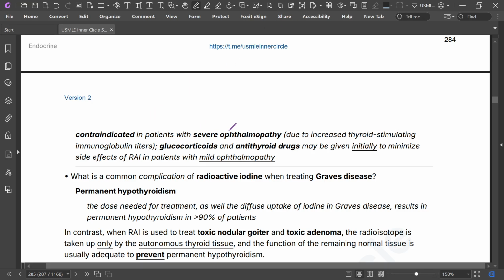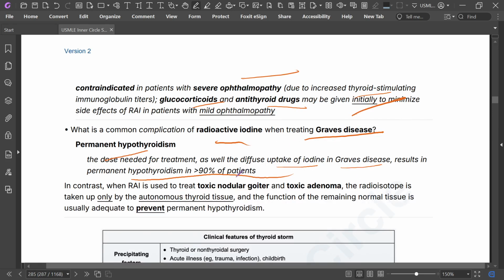Radioiodine is contraindicated in patients with severe ophthalmopathy due to increased thyroid stimulating immunoglobulin titer; glucocorticoid and antithyroid drugs may be given initially. What is the most common complication of radioiodine? Permanent hypothyroidism. The dose needed for treatment, as well as diffuse uptake of iodine in Graves' disease, results in permanent hypothyroidism in more than 90% of cases.